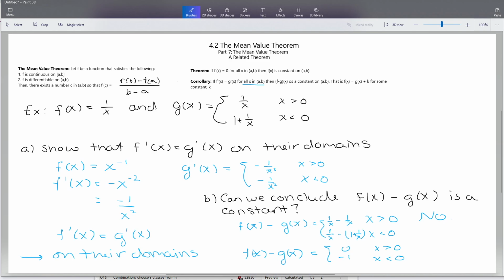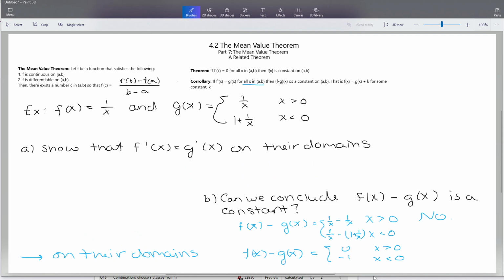So how do we resolve this? How do we explain why the difference between them is not a constant? Like I said, the issue really has to do with this statement on their domains. So we would need an interval to talk about. I should say f of x minus g of x, not just f minus g.